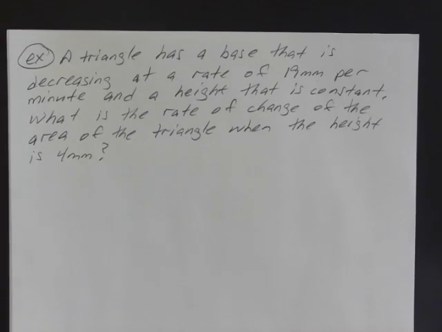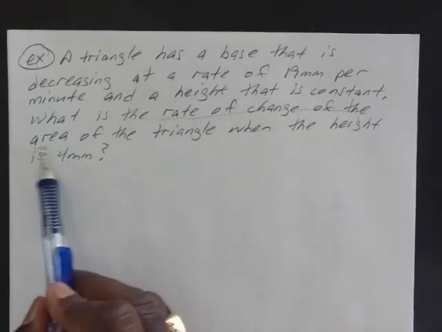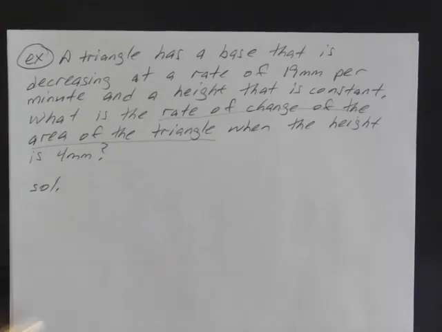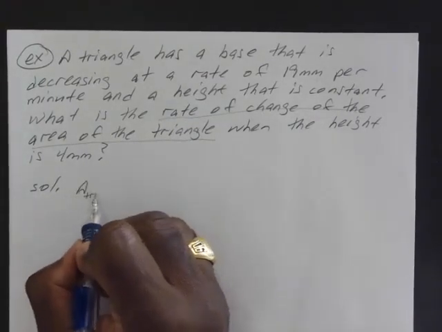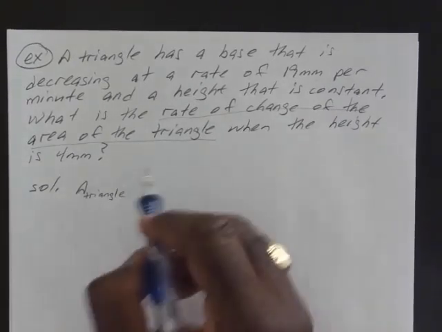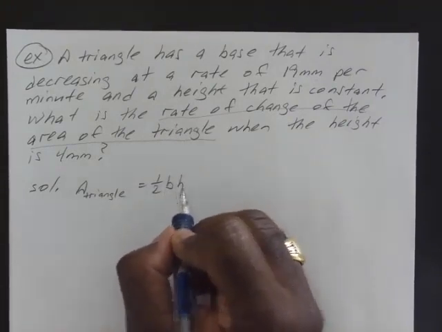Okay. So with this one, they kind of gave you a bigger hint when they said find the rate of change of the area of the triangle. That's a way of pretty much telling you what the initial equation should be, the area of a triangle, which is equal to 1/2 times the base times the height.